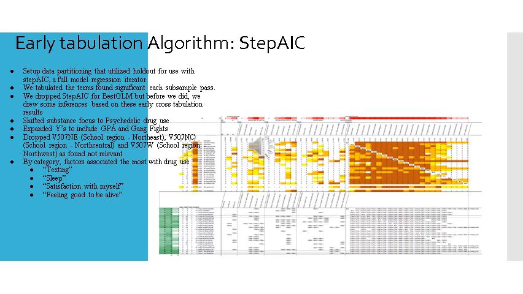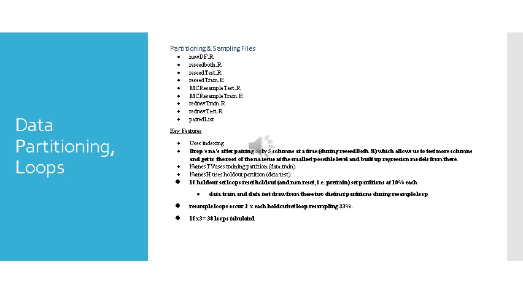We were going to find some sort of algorithm that pruned factors, stepAIC was one candidate, and then tabulate the surviving factors. And I think in this case, we didn't use holdout analysis. We just simply tabulated over a training set. And then we found some inferences: texting, sleep, satisfaction with myself, and feeling good to be alive were highly correlated with substance.